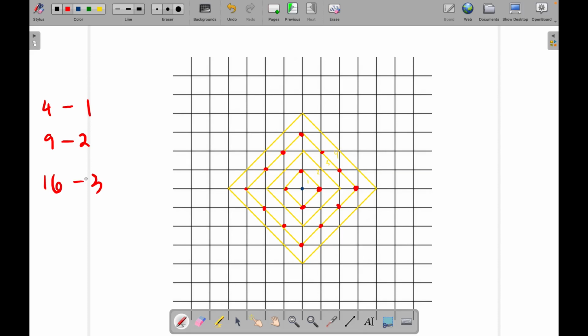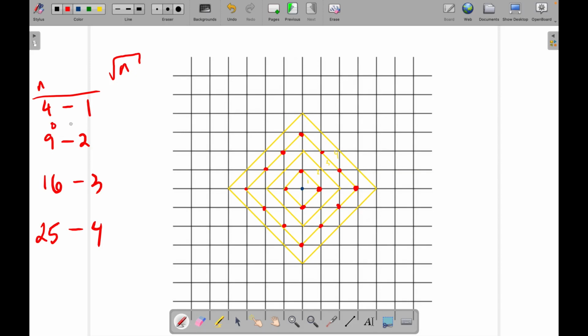I think I notice a pattern here. If I were to do this last layer, wow, that is a horrible drawing. If I were to do this last layer, I would end up needing 4 layers for 25. So now hopefully you see the pattern. If this is the number of dots we need, you want to take something related to the square root of n.